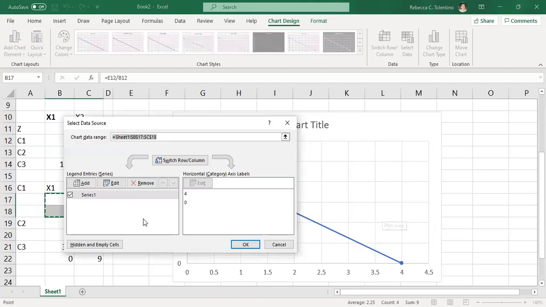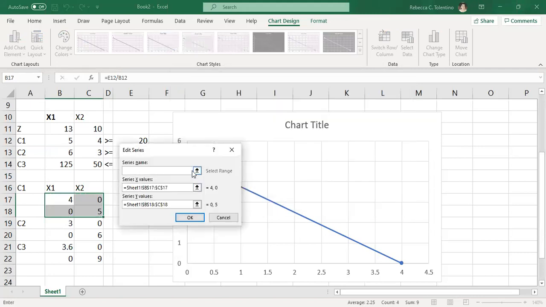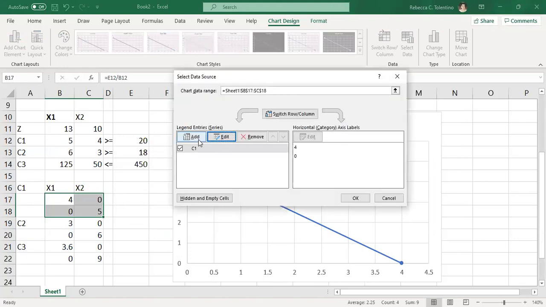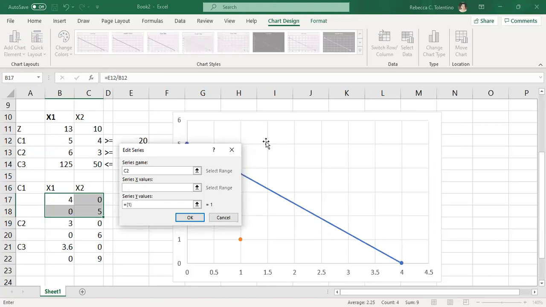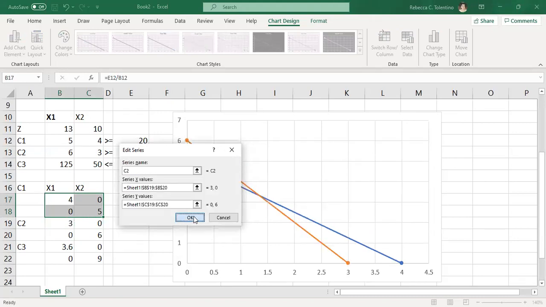What you see is actually series 1, which is for the first constraint. We can edit this so we know what it is. It's actually C1. Then we will add another line for C2. For C2, we have to enter the X values, meaning the x1 values. The x1 values for C2 are 3, 0 and our x2 values are 0, 6. That's okay. So it's the orange line.